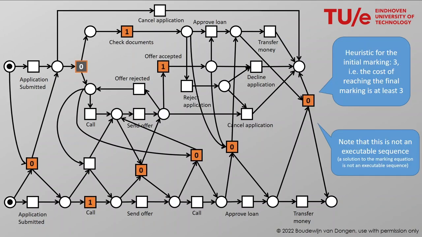suppose I'm in this initial marking and I want to go to the final marking, then we already know, right, this is the example we saw before, we know that the cost is, I'm laughing because we're going to have less coffee cups later today.